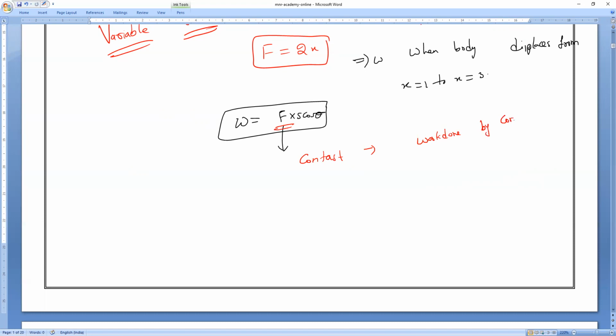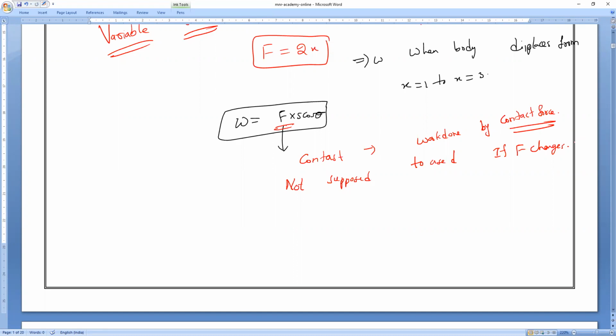So if the work is done by a constant force, this is the formula. We are not supposed to use it if F changes. Do you all understand? So please be very careful. We are not supposed to use this formula if F changes. Do you all understand what I'm saying?